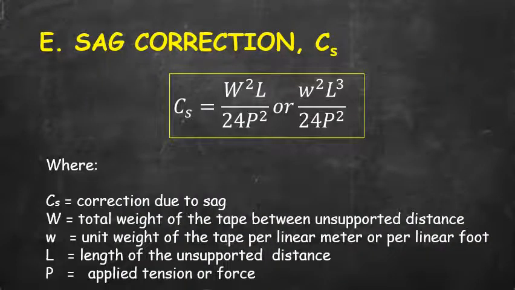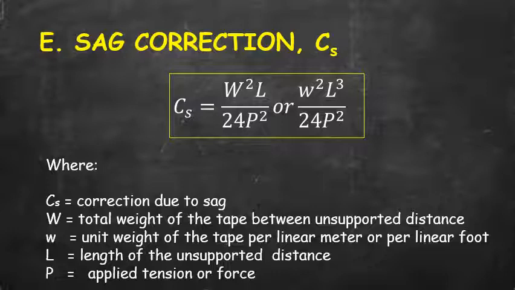So, we can determine the error due to sag correction. How can we apply? So, C sub S equals to capital W squared L over 24P squared. So, yung C sub S natin is that is the correction due to sag. Ito yung i-apply natin sa measured length or measured tape natin. Your capital W, that is the total weight of the tape between unsupported distance. When we say unsupported distance, yung walang nakalagay na support.